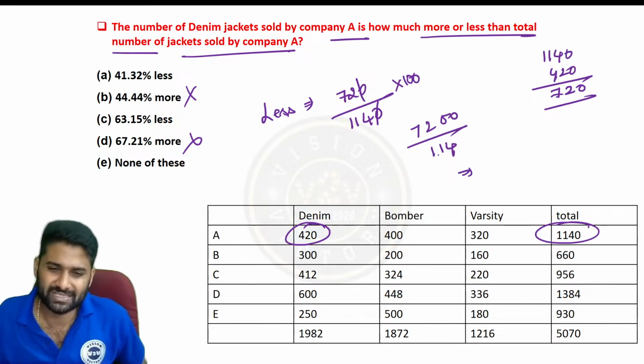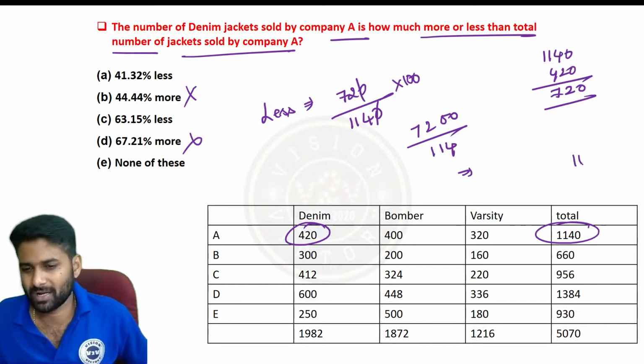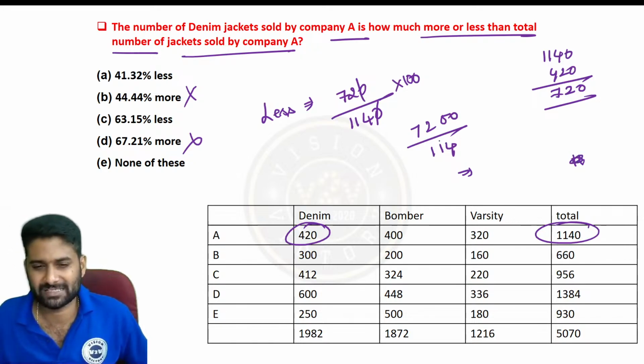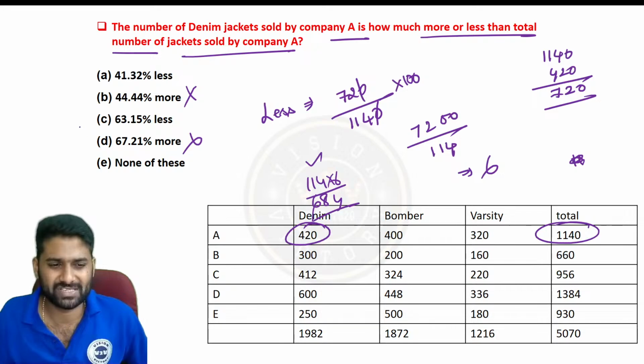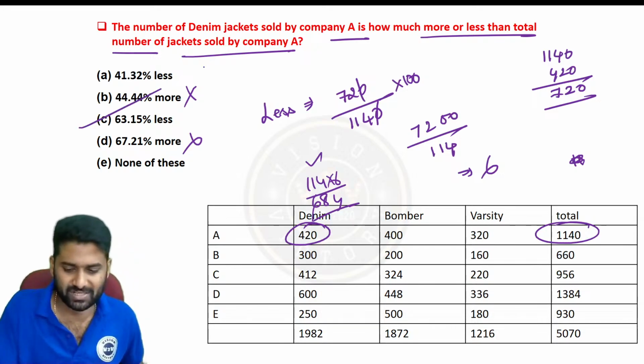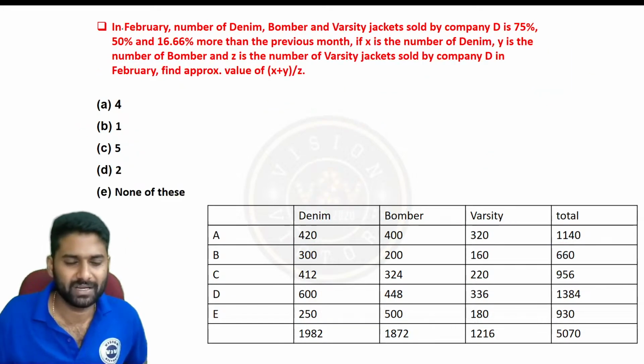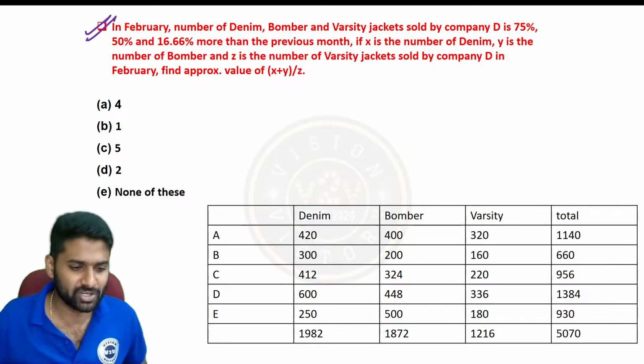If you go through that 6 table here, for example, if 114 is multiplied with 6, 684, so definitely the answer should be 60 something. So we have 63.15 percentage. Choose that answer. Next, guys, just try this question and post your answer in the comment section.